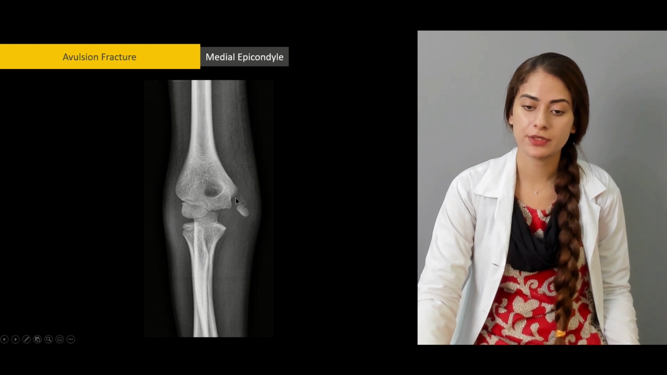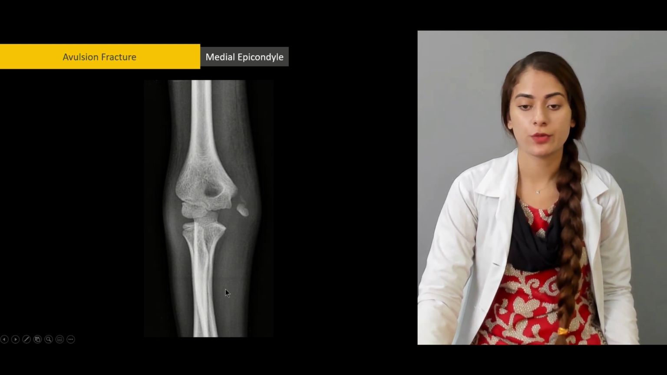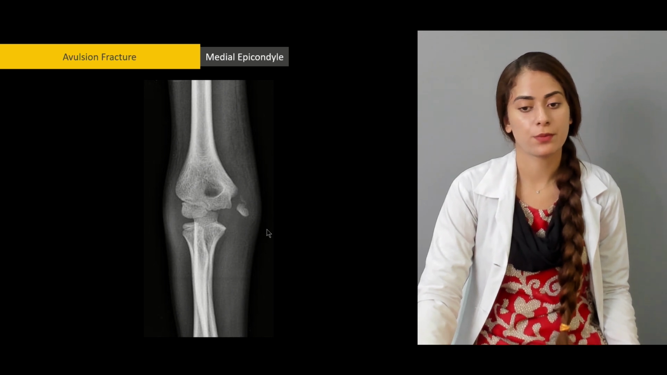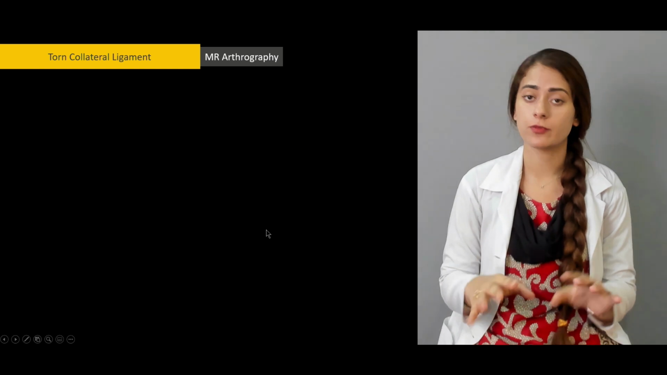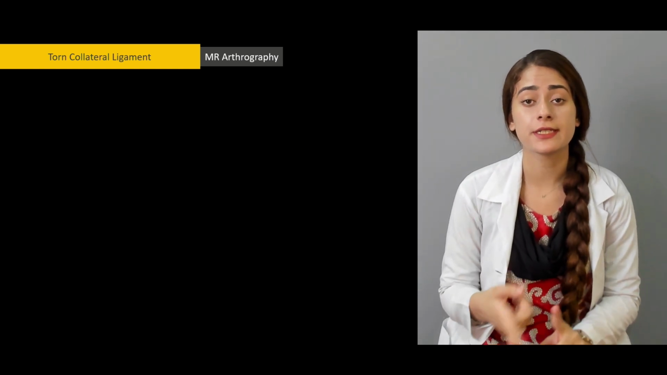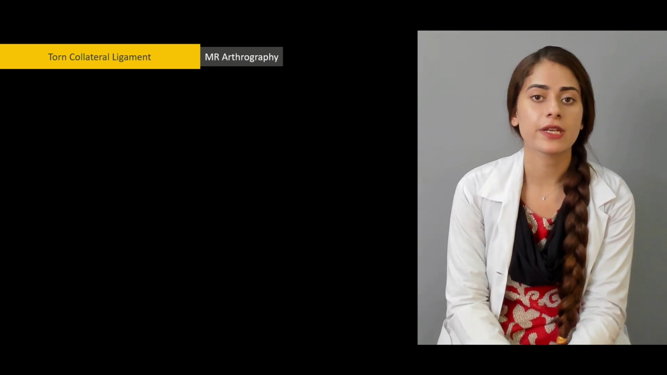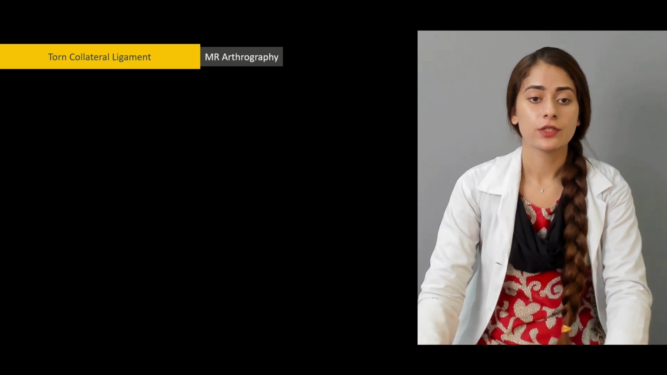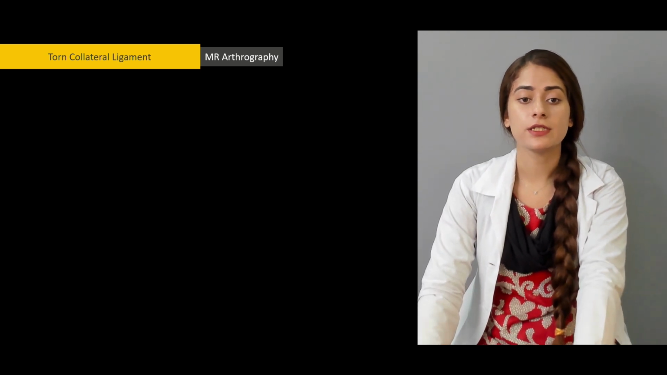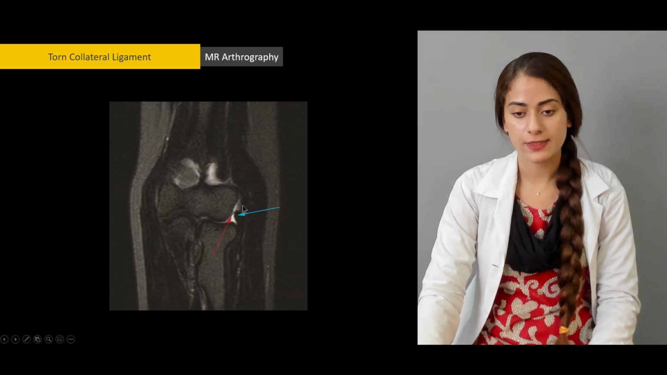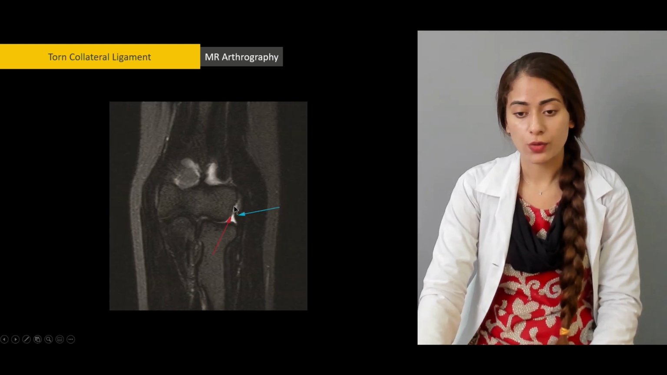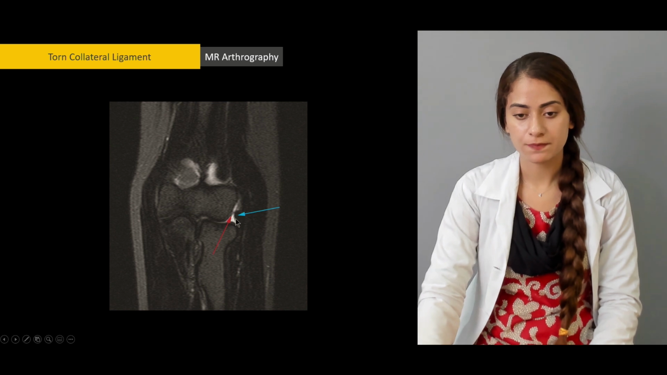This is the medial epicondyle, the attachment site of all the flexor muscles of the forearm. Then we have, again, ligament. Very important to remember, if there is a ligament tear, it will result in instability of the joint. Instability will lead to many degenerative changes within the joint. So here we're going to talk about the torn collateral ligament and see how it appears on MRI. So this is a torn collateral ligament here.